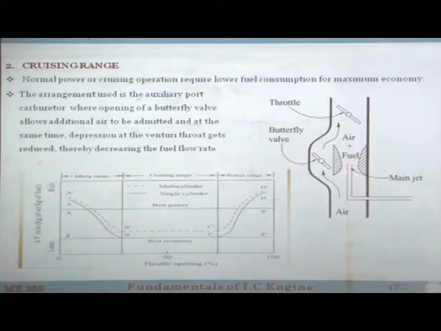Only whatever air is passing through here will form a mixture of a certain strength. Then this bled air will mix and reduce the air-fuel mixture strength. So overall, what passes through this throttle will be a relatively leaner mixture. So in the auxiliary port carburetor, opening of a butterfly valve allows additional air to be admitted, and at the same time the depression at the venturi throat gets reduced, thereby decreasing the fuel flow rate. So fuel flow rate actually decreases because you have bypassed the air.